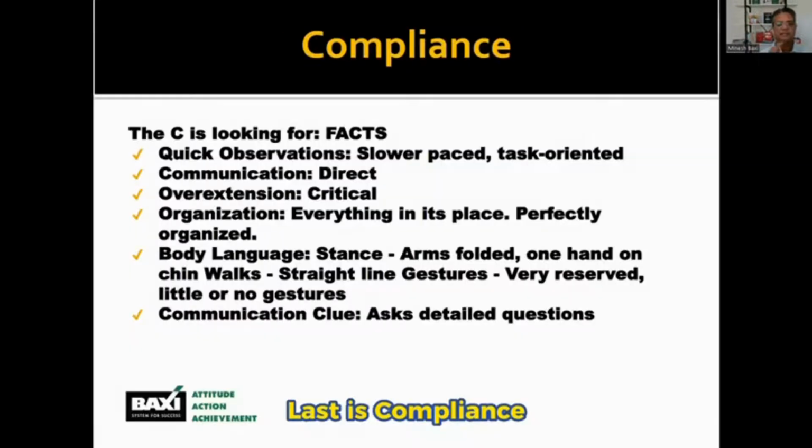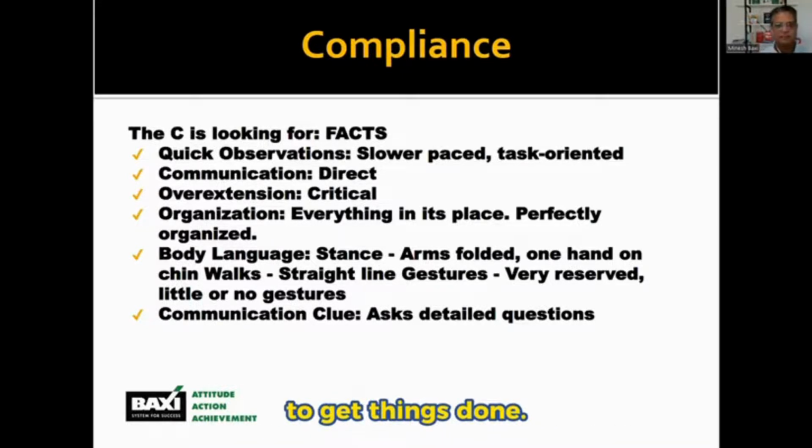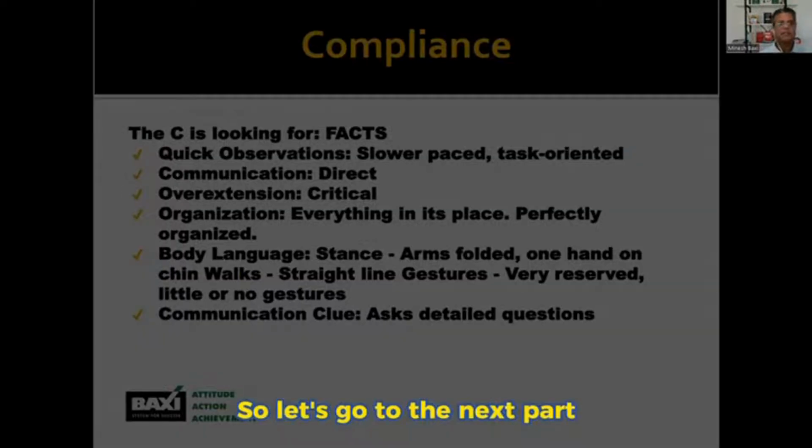The last is compliance. This is a person who wants facts, details. They want to make sure things are done right the first time they are done. They're looking for processes and procedures that should be followed to get things done. Okay, so let's go to the next part.